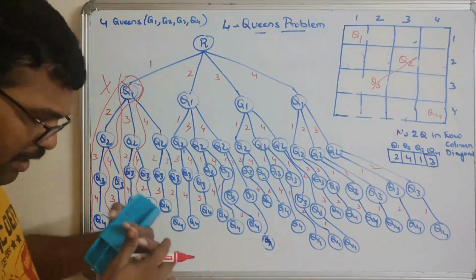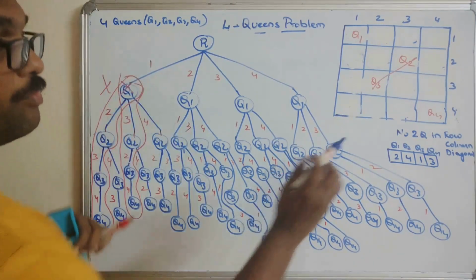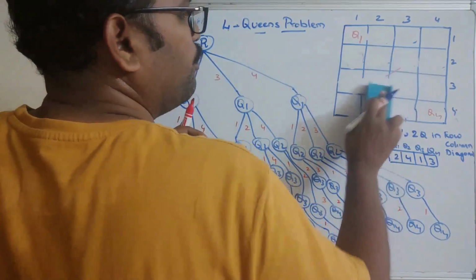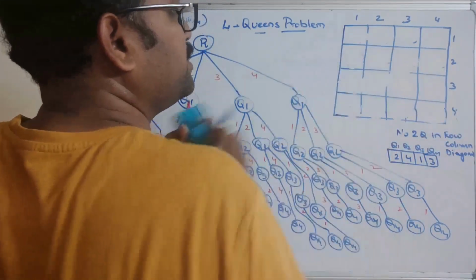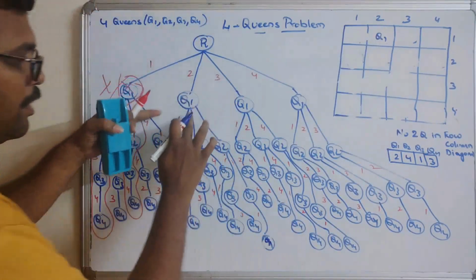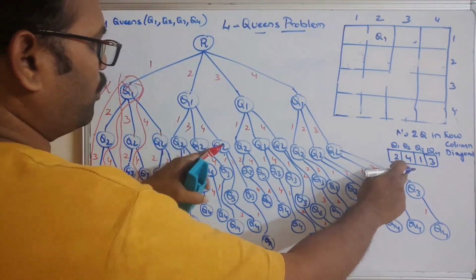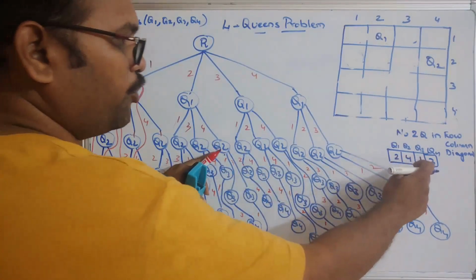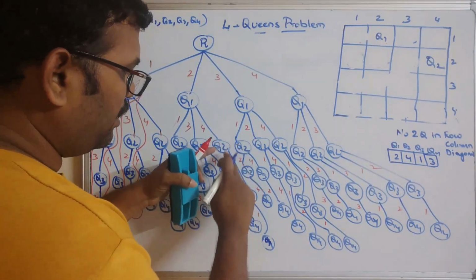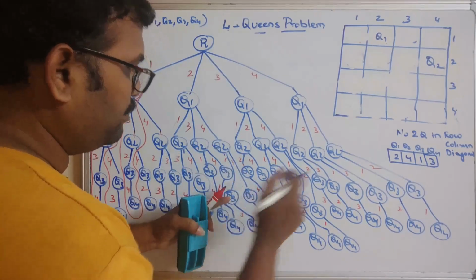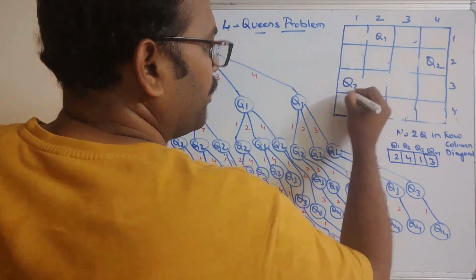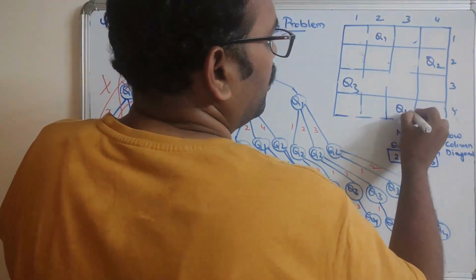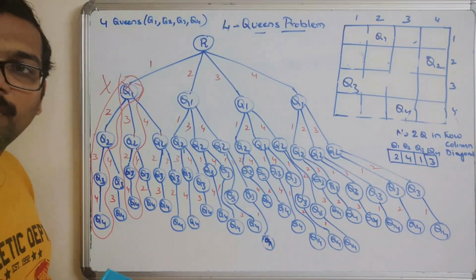So one solution, let us check one solution. We found that 2. So Q1 in 2, right? Whatever solution we found, we will see Q1 in 2 and Q2 in 4, and then Q3 in 1, and similarly Q4 in 3. So this is a possible path.